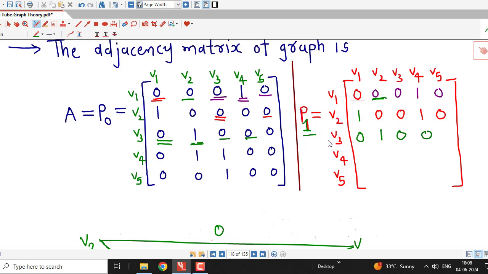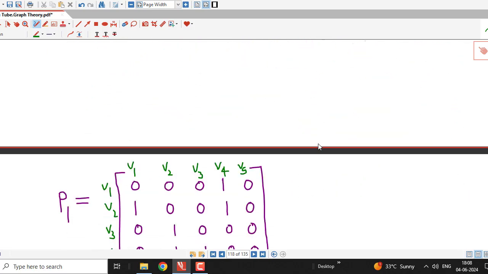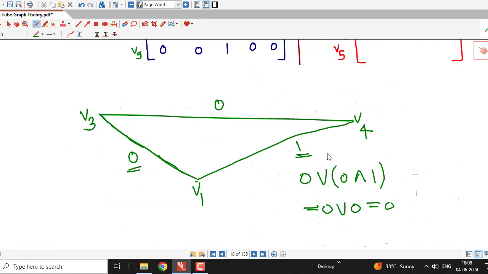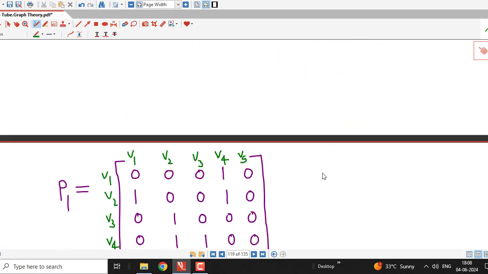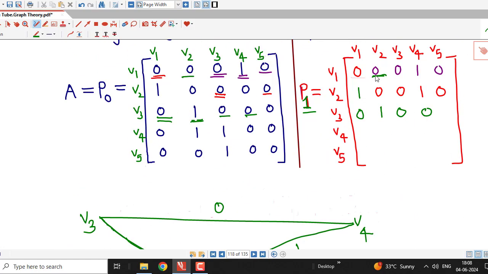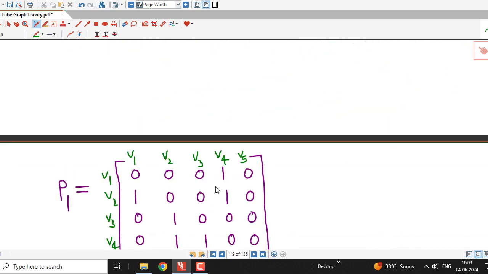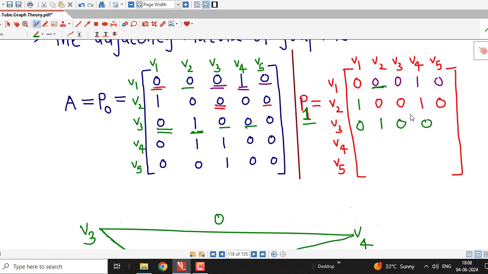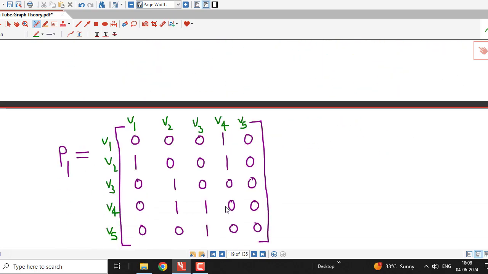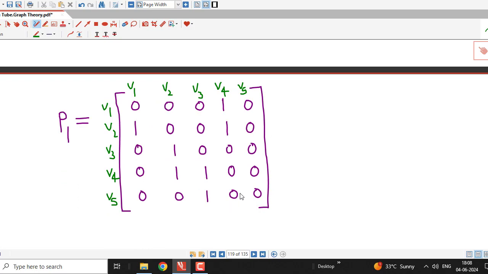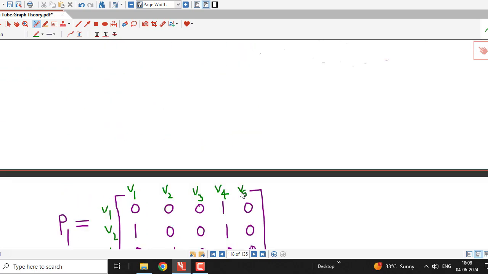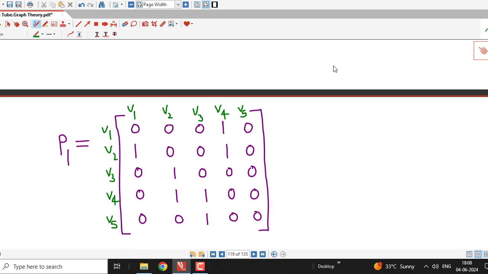So in this way you have to complete all these entries of P1. I have obtained the P1 matrix using this method of Warshall's algorithm. You can see the first row is 0 0 0 1 0, that is here, then 1 0 0 1 0, 1 0 0 1 0, then 0 1 0 0. So in this way you have to obtain each of these matrices, and because I have 5 vertices, I have to go up to P5 by using the preceding matrices.